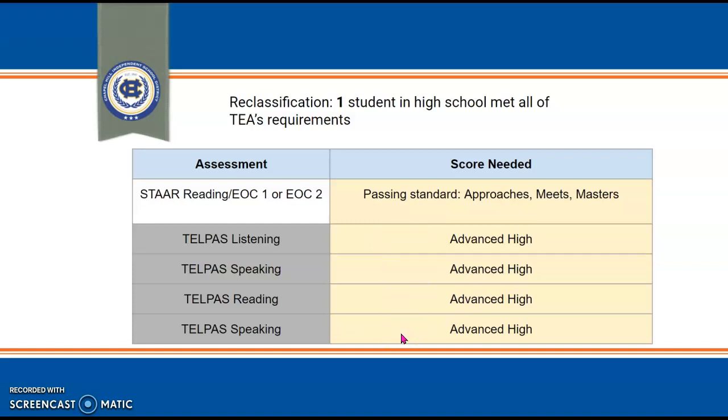Now, last year in the spring, we only had 1 student in high school that was actually able to meet all of our criteria. So we only had 1 student who went from being an English learner to no longer being an English learner. And of course, what it is that you're doing in the classroom impacts that, which is the reason why we have the training that I had created for you guys this year.